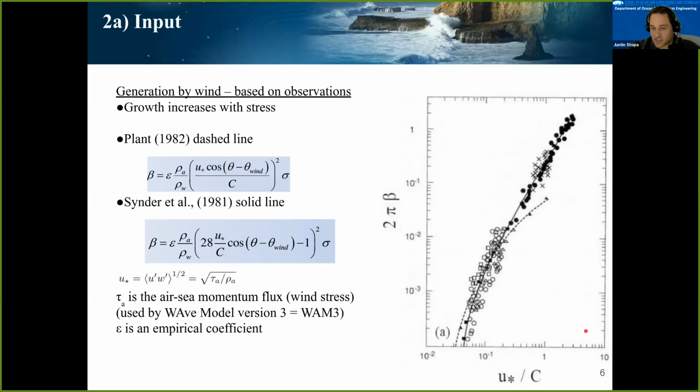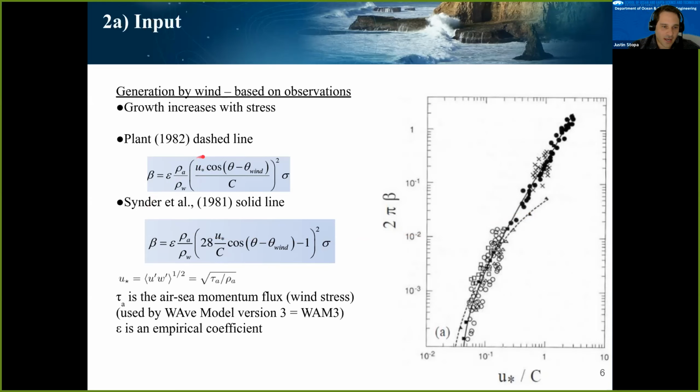Note that this is on a log-log scale. So there's two different lines on this. The first one is from Plant, and this is the dash line. So he used all the markers here that are not filled in, just have the outline. And then there's another study from Schneider in 81, and he showed these are the dark filled in markers here. Both of these studies came up with a fit to these data.